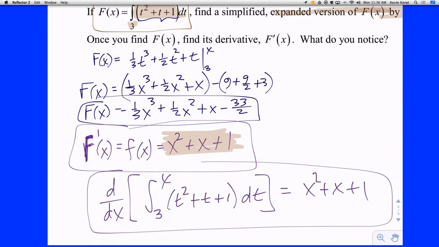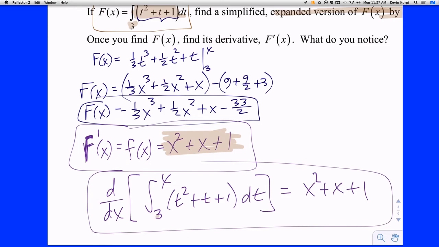We started with t squared plus t plus 1. We integrated it. We took the derivative. We're back where we started. The only difference is it's a function of x instead of a function of t. Okay? Will it always be that way? And that's a blanket statement, right? You got to be careful when you agree with that.